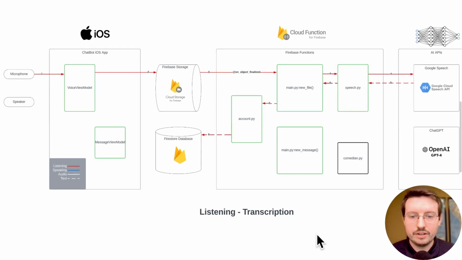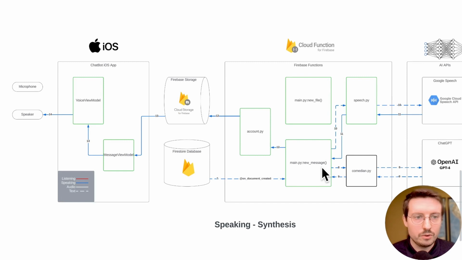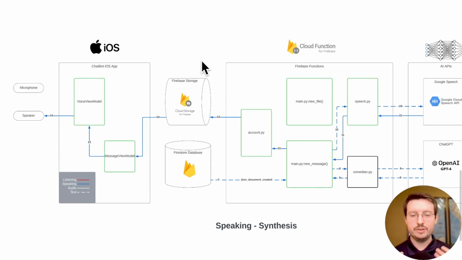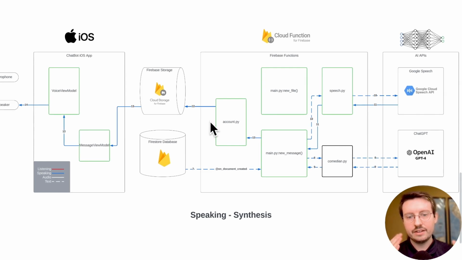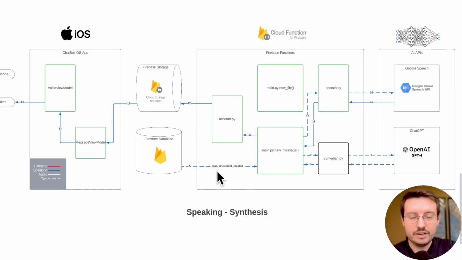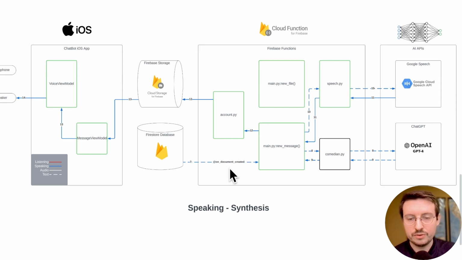Now let's cover speaking or synthesis. Now that we've listened to the person speak, we want to respond to them. It's like everything but in reverse. So we're going to start from the Firestore database and we're going to trigger on document created. So when that new message was created, when we listened, this trigger will activate and start generating a response.